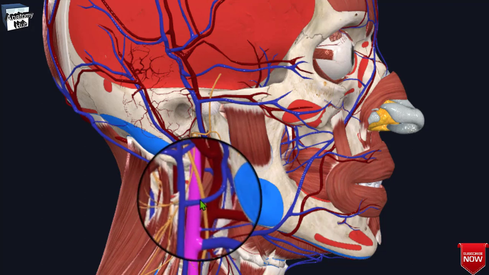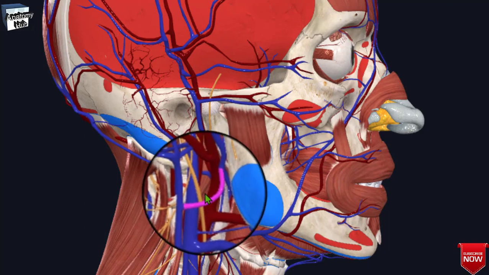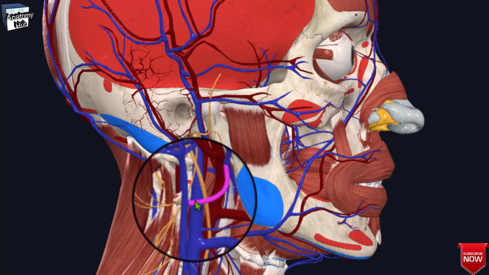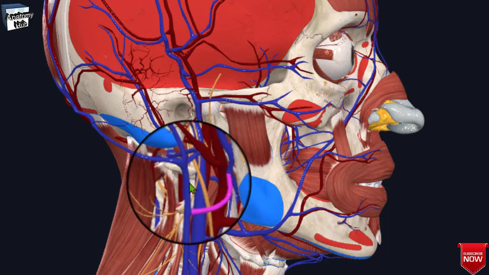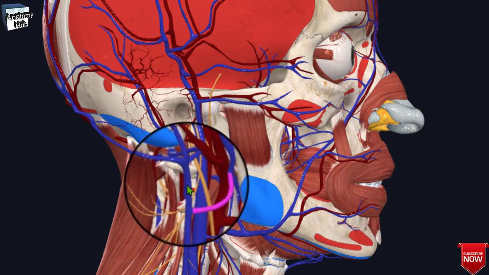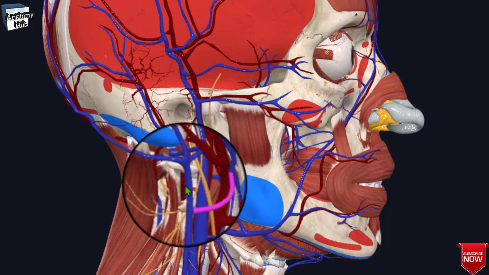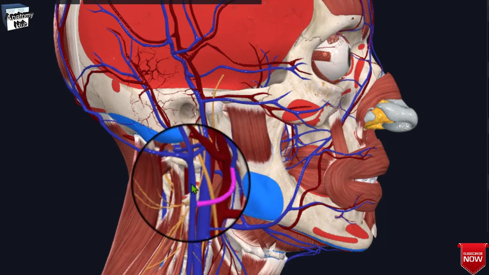Similarly, the posterior division of the retromandibular vein leaves the posterior border of the parotid gland, and here it may unite with the post-auricular vein that you can observe over here, and finally drains into the external jugular vein.